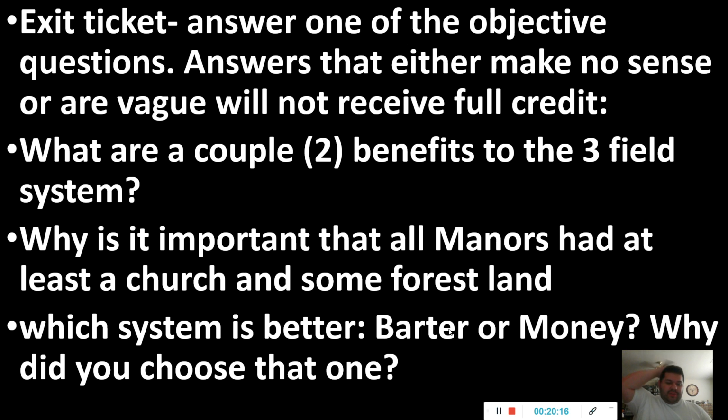Now, for your exit ticket, you are going to be picking one of these 3 questions. Number 1, what are a couple, which means 2, benefits to the 3-field system? Second one, why is it important that all manors had at least a church and some forest land? Okay, we went over that. Last one, which system is better, the barter or money? And why did you choose that one? So which one do you think is better?